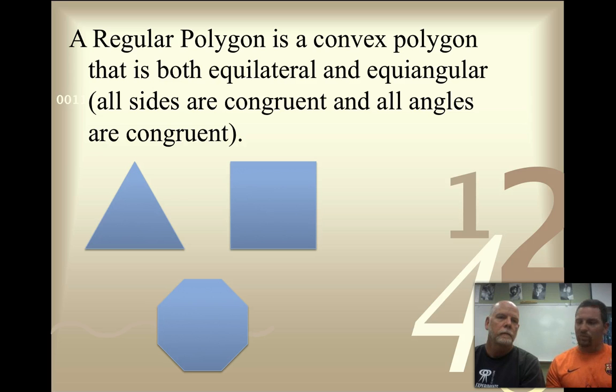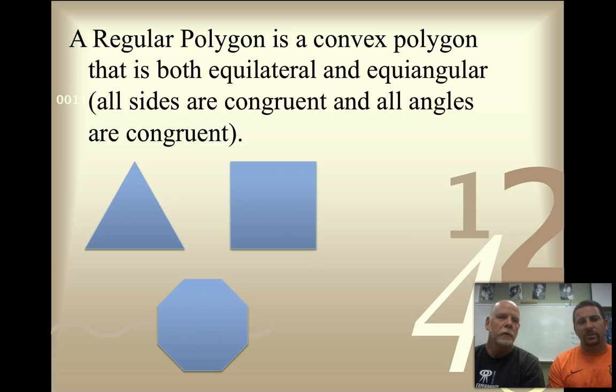A square is the one you guys are most familiar with, or an equilateral triangle. An equilateral triangle is also equiangular. A square has 4 90-degree angles and 4 congruent sides. And then you have the octagon down there, same thing. All the angles are congruent and all the sides around it are congruent. And that's what makes it regular. We're going to talk about that a lot later on in the year. You just have to remember, when it says regular, that means everything is the same.